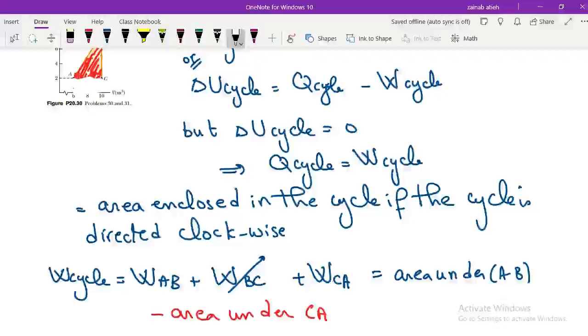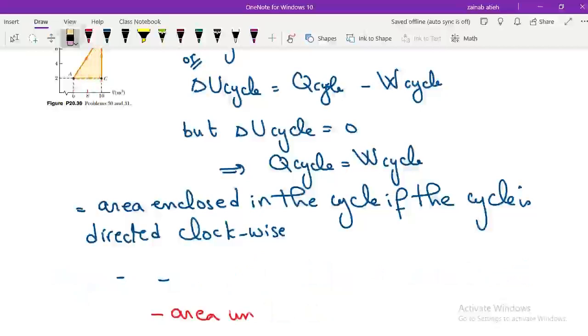Every time the cycle is rotating clockwise, its work is positive and equal to the area. Every time the cycle is rotating anti-clockwise, the work of the cycle is negative, which means the work done by the gas is negative, so work is done on the gas. I will erase all of this because I have explained it. Now if you have a cycle rotating clockwise, the work of the cycle is equal to the area trapped inside this cycle.